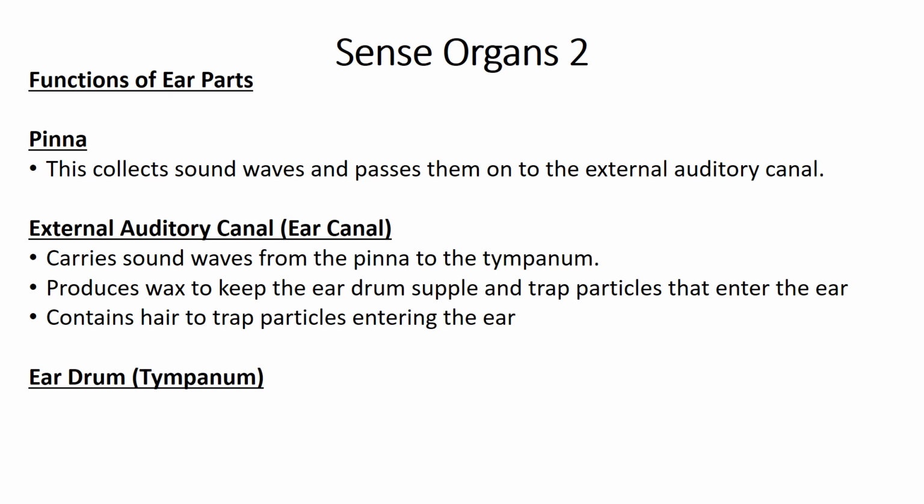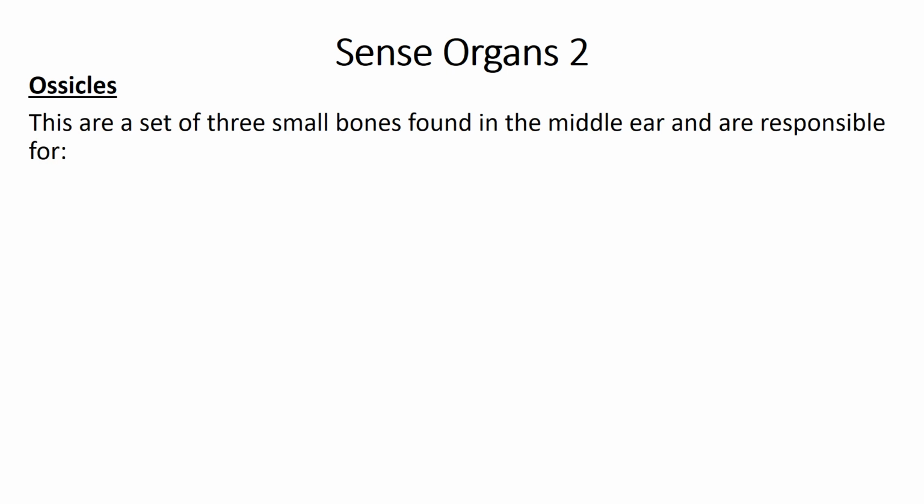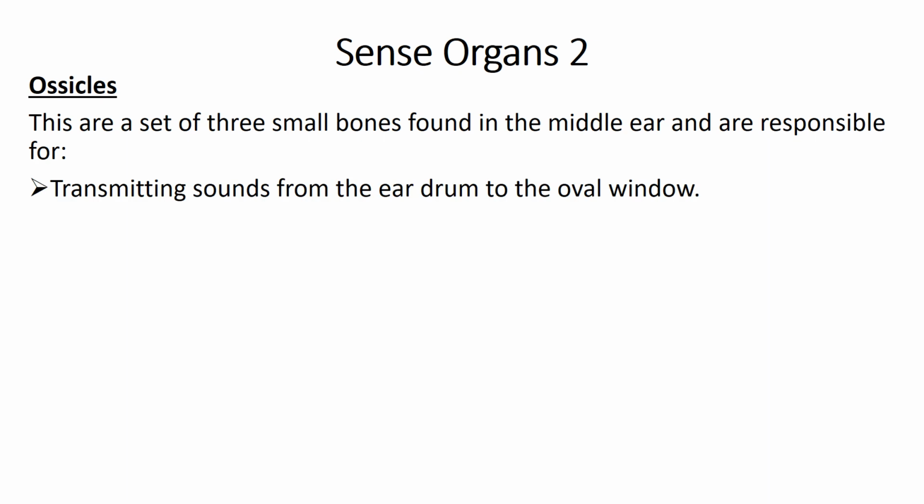Then we go to the eardrum, the tympanum. So this is a membrane that vibrates when hit by sound waves in order to transmit sounds to the ossicles that are found in the middle ear. Now we go to the three bones, the ossicles. So these are a set of three small bones found in the middle ear, and their job is to transmit sounds from the eardrum to the oval window. And they also amplify sound. So if sound that is being received by the eardrum is very small, these ones are going to make it a bit louder. Okay.